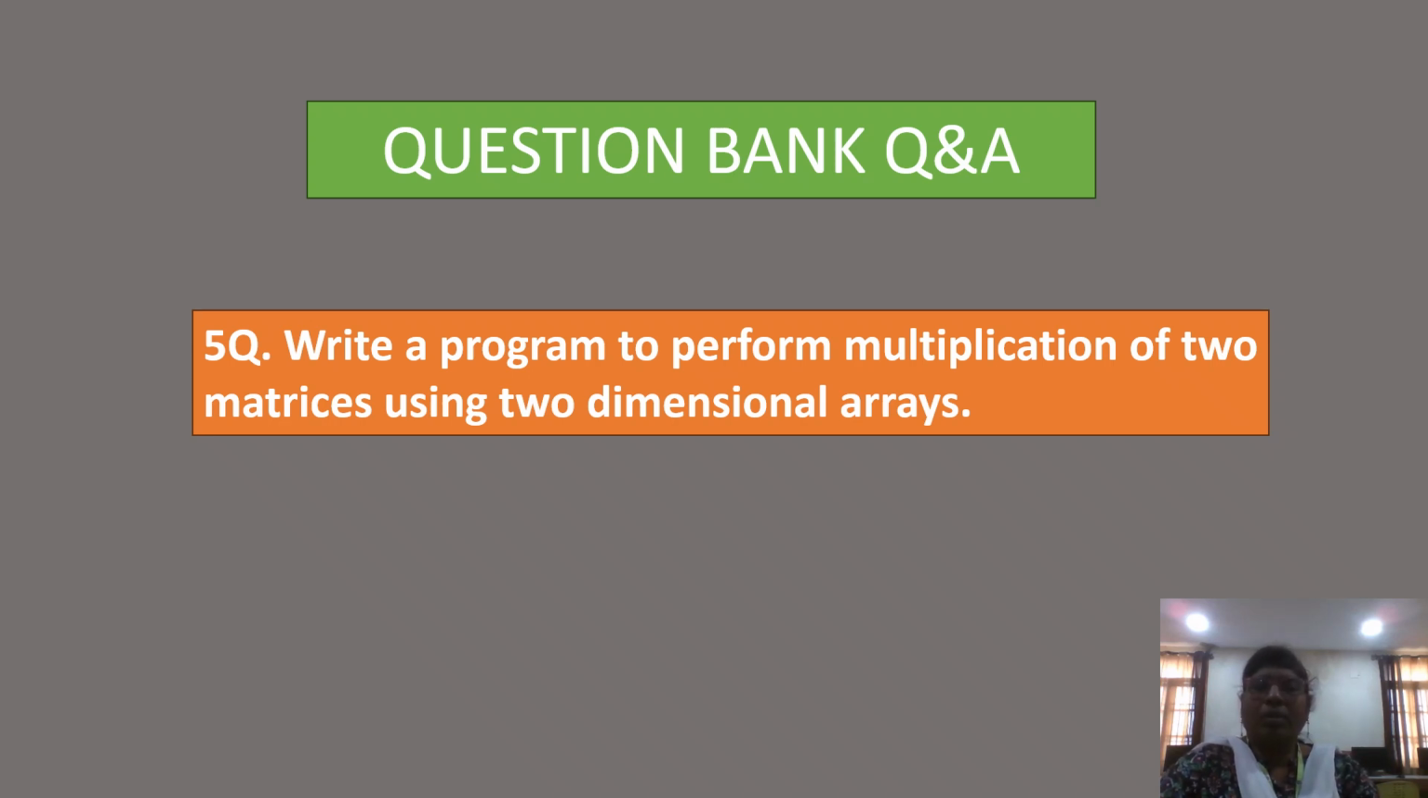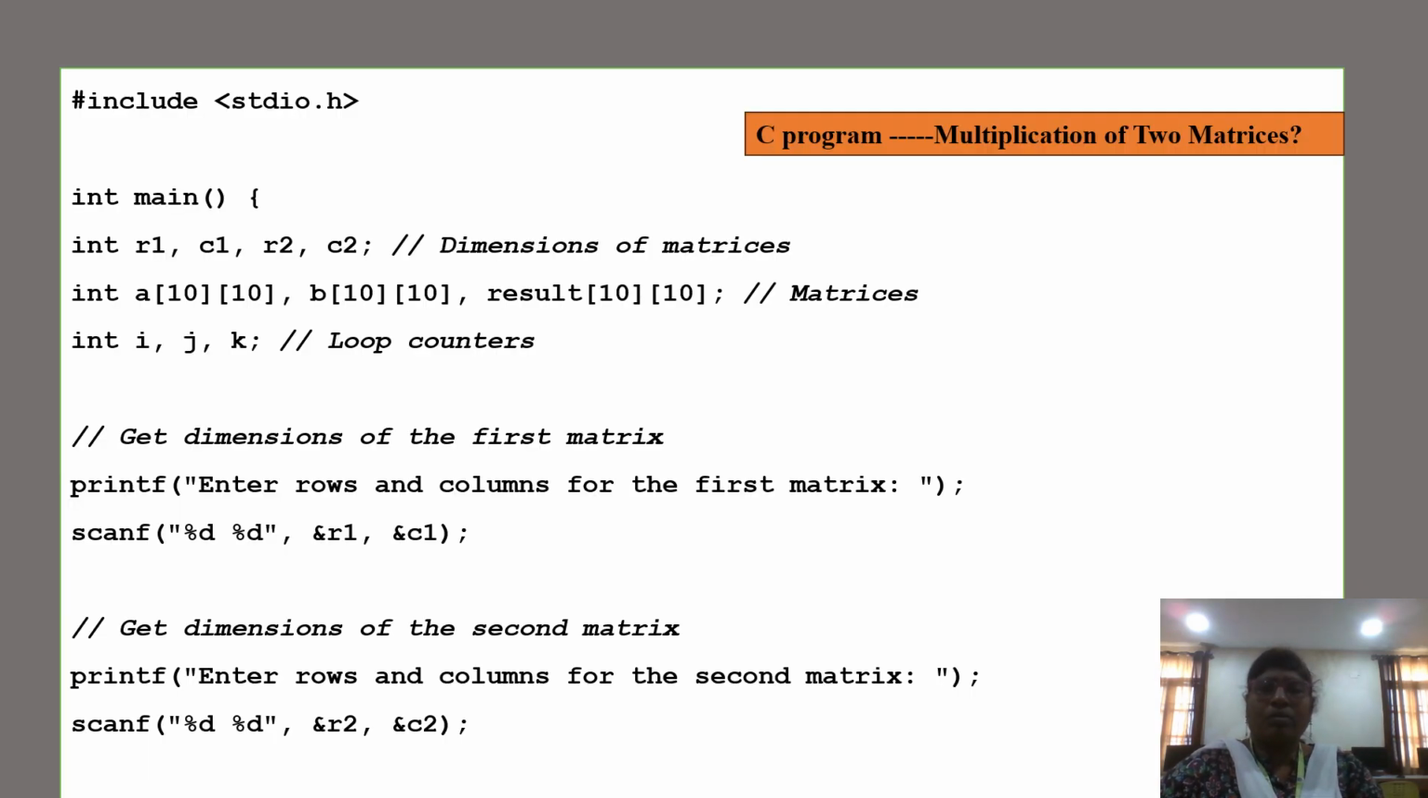Now I would like to discuss two-dimensional array with example C program. If you see an example of a C program in 2D array, the best example is multiplication of two matrices. So if you see the multiplication here, I have given a C program in this.